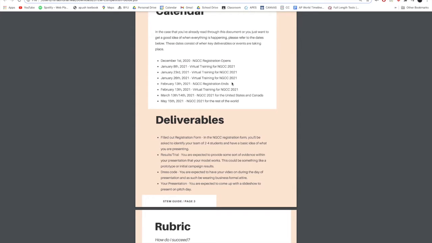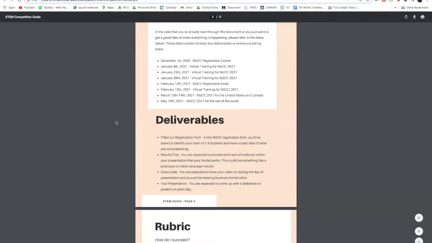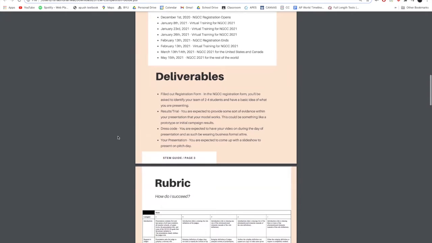The deliverables you need to fill out is a filled out registration form. Again, ngn.org is where you find the registration form. You need to have some sort of results or trials to prove that your model works. You have to be wearing business formal attire, and you have to have a presentation or slideshow.